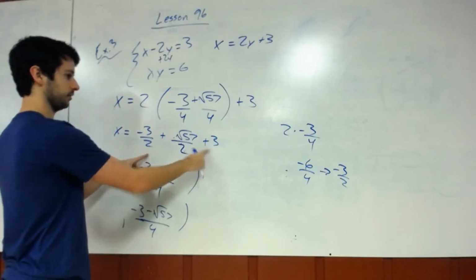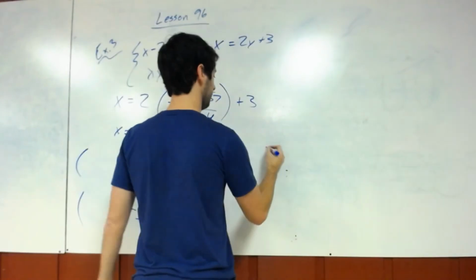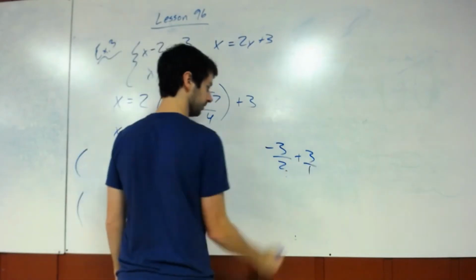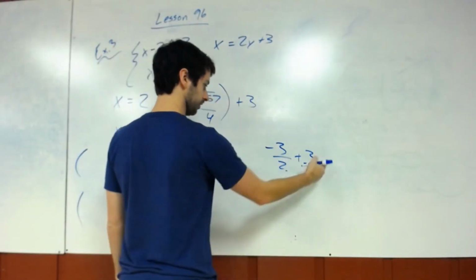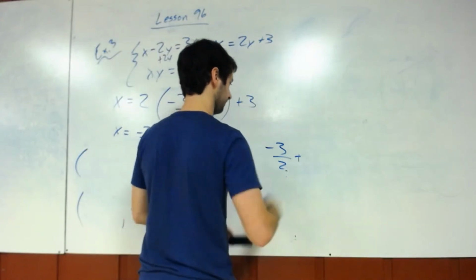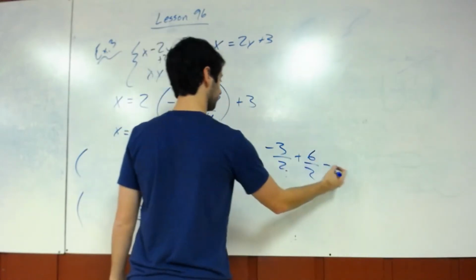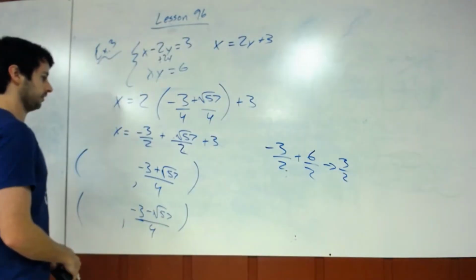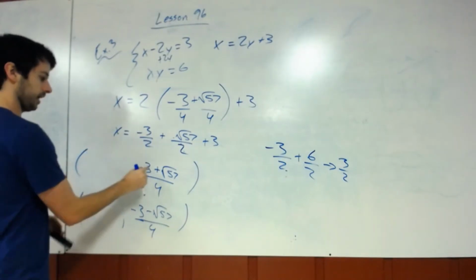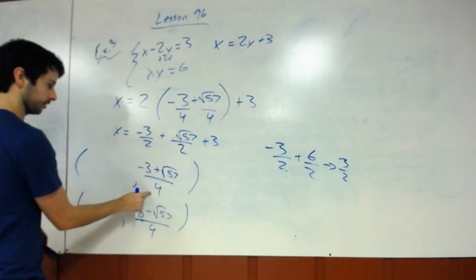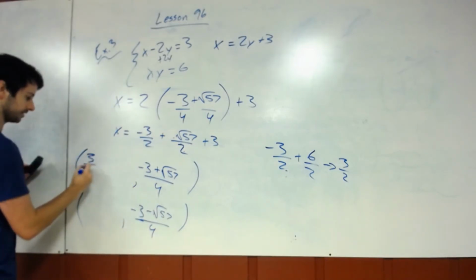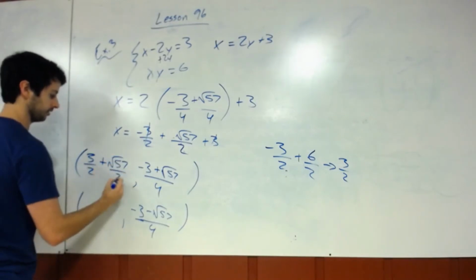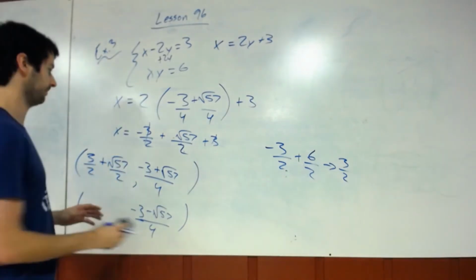Now we got to add the 3. Got to add like terms. So negative 3/2 plus 3. Put that over 1. All right, multiply by 2. So this would become 6 over 2. Negative 3 plus 6. That would be positive 3 over 2. So my answer for when y is negative 3 plus radical 57 over 4, x would be positive 3/2 plus radical 57 over 2. Woof. Okay, that's a doozy.